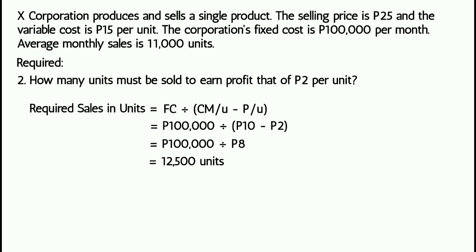Therefore, the required sales in units that must be sold to earn profit of 2 pesos per unit is 12,500 units. Yan yung dapat na mabenta ni X Corporation para makapag-earn siya ng profit na 2 pesos per unit.